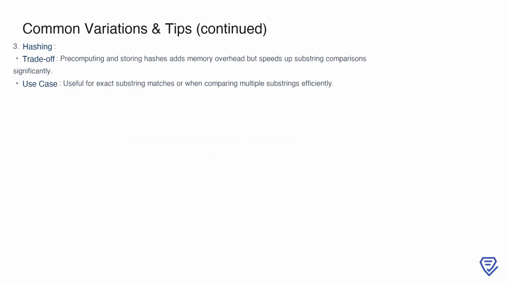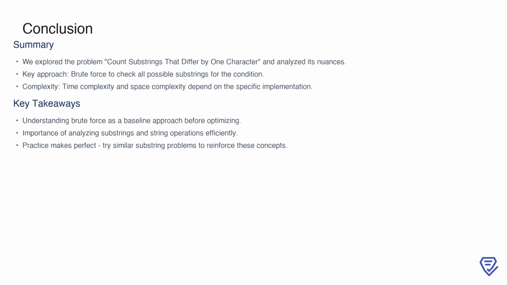Hashing is another alternative approach that can be incredibly efficient for substring problems. By pre-computing and storing hashes, you can speed up substring comparisons significantly, which is particularly useful when dealing with repeated or exact substring matches. However, it's important to consider the trade-offs. While hashing reduces the time spent on comparisons, it does introduce additional memory overhead. This method is especially effective when the problem involves comparing multiple substrings efficiently, as it allows you to avoid recalculating values repeatedly. Overall, hashing is a great tool to have in your arsenal for tackling problems that require optimizing substring operations.